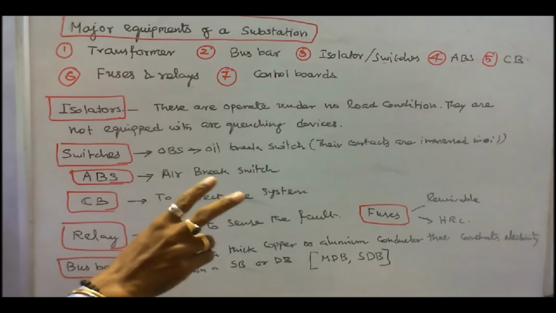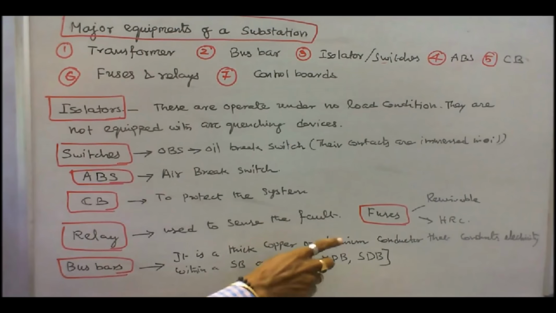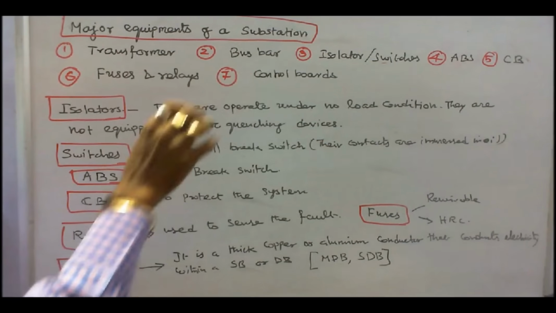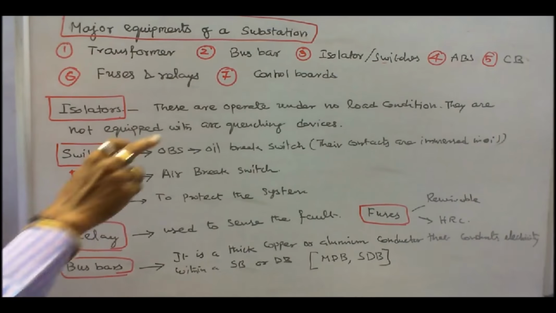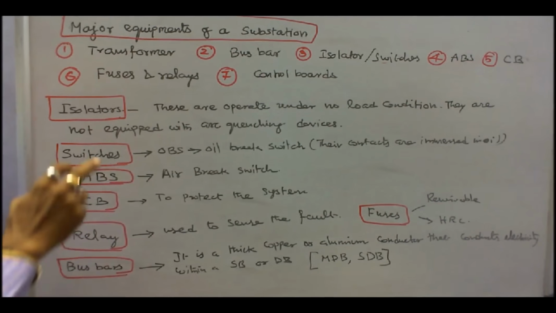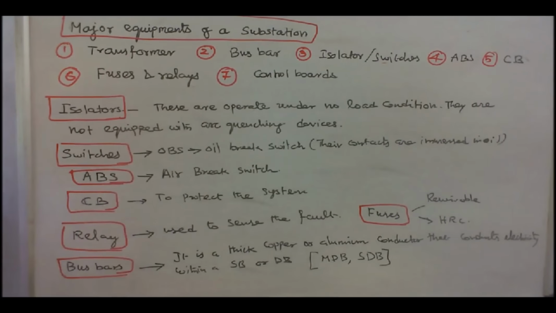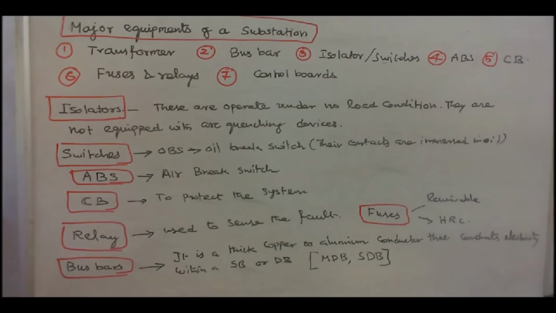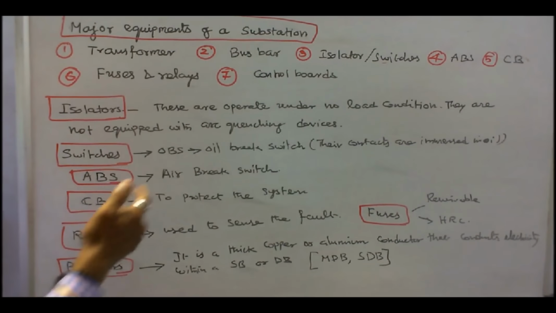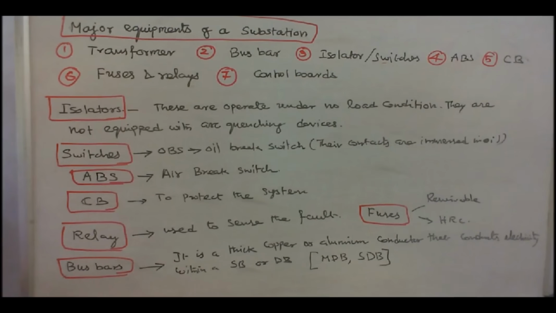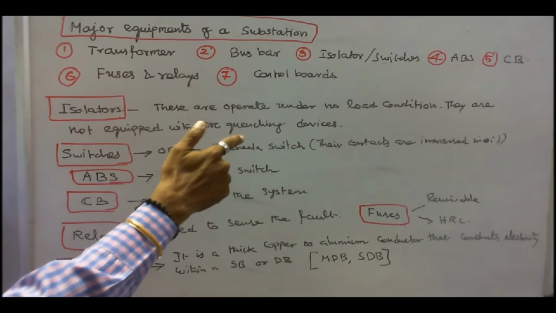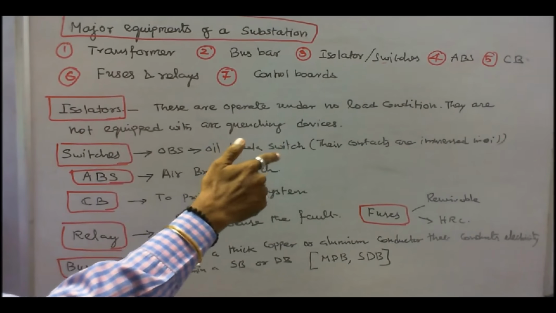There are two types of distribution board. One is a main distribution board, another is a sub-distribution board. The third is isolator switches, used for isolating the power. Isolators are operated under no load condition. They are not equipped with arc quenching devices. In the case of switches, there are so many: ironclad switch, switch fuse, fuse switch, and air break switch. Air break switch is not equipped with an arc quenching device, but oil break switch is equipped with an arc quenching device. Here oil is the medium used for quenching the arc.